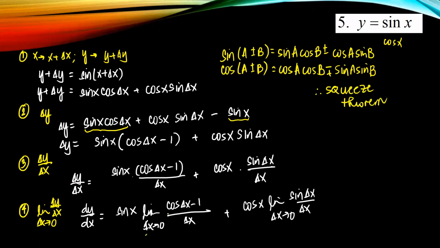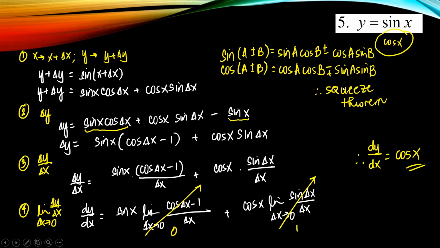This is equal to 0. This one whole thing here is equal to 1. So sine x times 0 is 0. Therefore, the final answer is dy over dx is simply cosine of x, just like what I said here. So that means whenever I give you sine and cosine, you will deal with squeeze theorem. You will have to apply that.